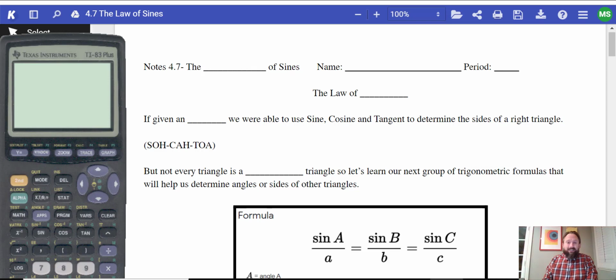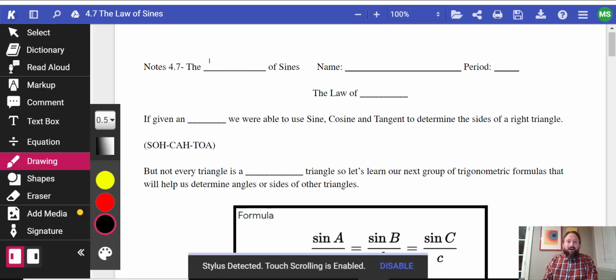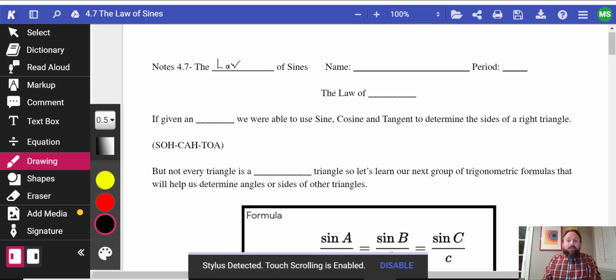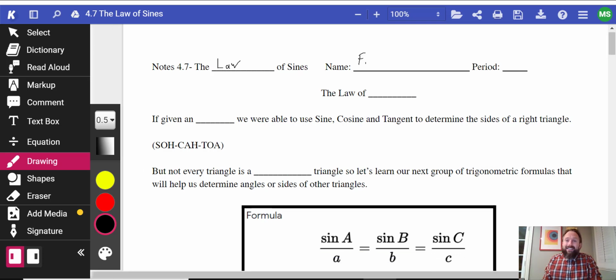Integrated Math 2, 4.7, specifically the law of sines. Don't forget to put your first and last name at the top right hand side of your page, as well as your period number. Once again, we are dealing with the law of sines.